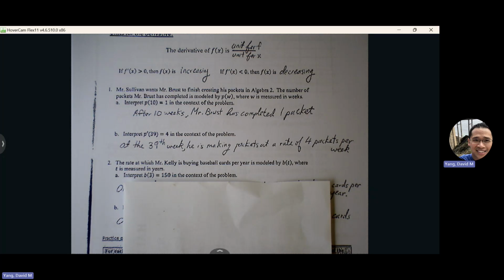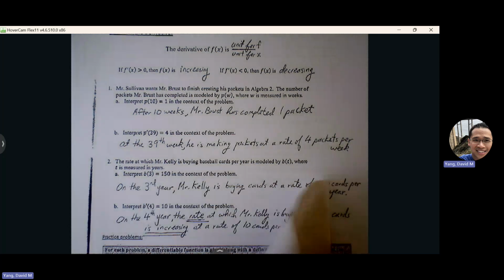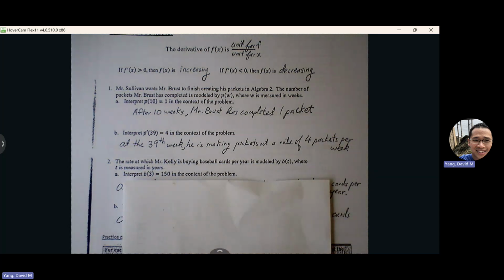Okay, try number 2, A and B. See if you can distinguish the difference between B of 3 versus B prime of 4, and be able to phrase it in a way that can explain the context of that notation.